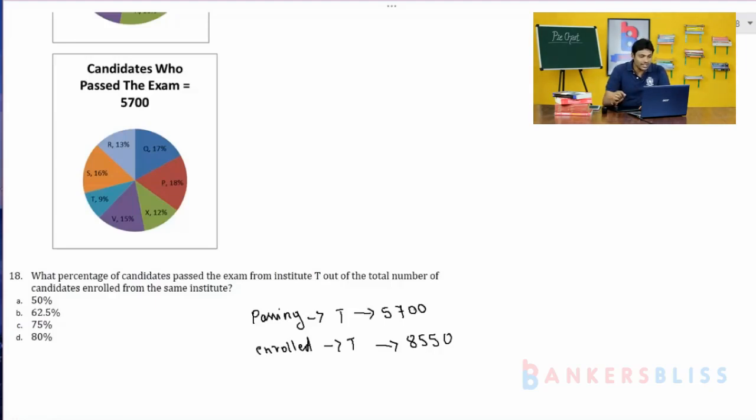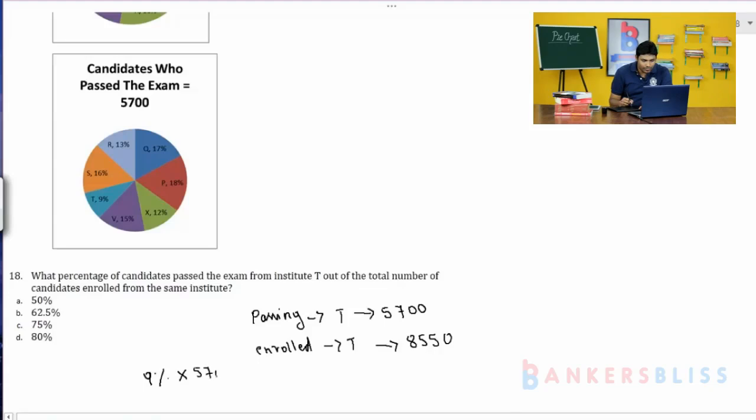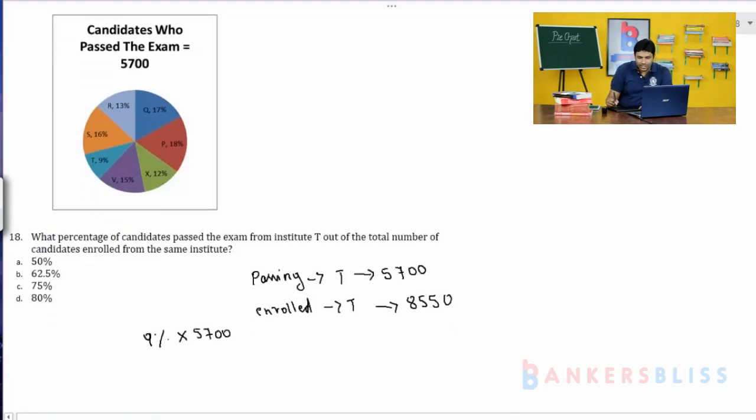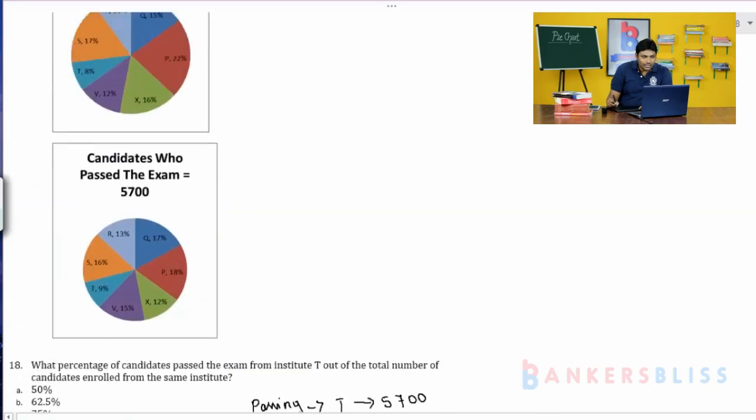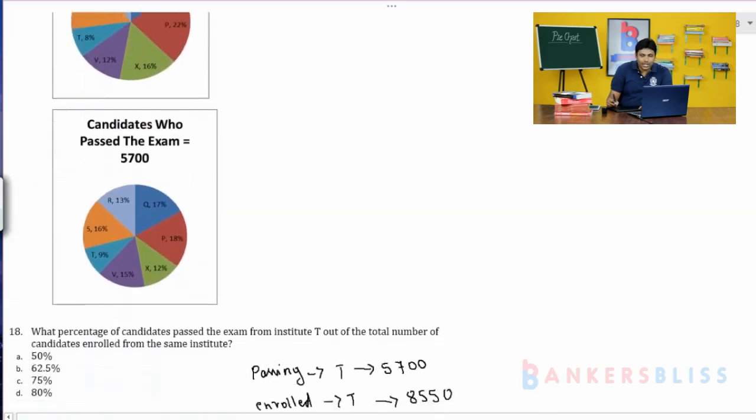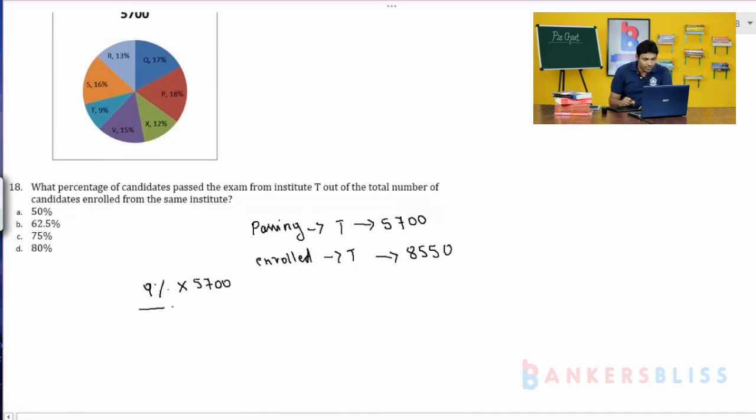So what percent of the candidates passed the exam from Institute T? See the chart properly, the second chart. 9% are passing from Institute T. So 9% has to be calculated on 5700, divided by, in T, how many percent are enrolled? 8% are enrolled, so divided by 8% of 8550. This is the data they have given. So you simplify this fraction, you are going to get the value of the percentage.